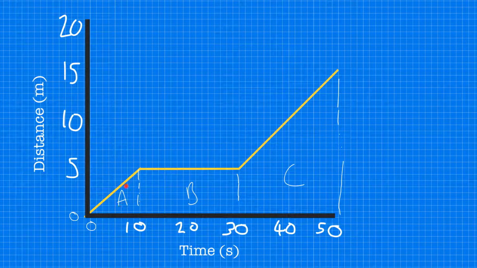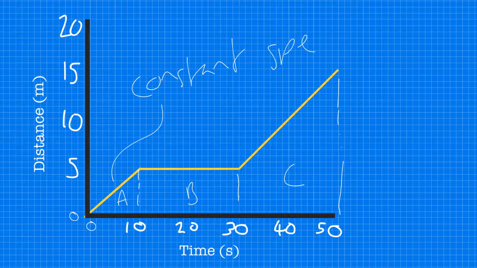If we look at sections A and C, we can see that they are a straight sloped line. This means as time is passing, their distance is increasing at regular intervals, hence a straight sloped line. So whenever you see a straight slope on a distance-time graph, that means they are travelling at a constant speed. Their distance is changing at a constant rate. Every second that passes, they travel the same extra little chunk of distance.